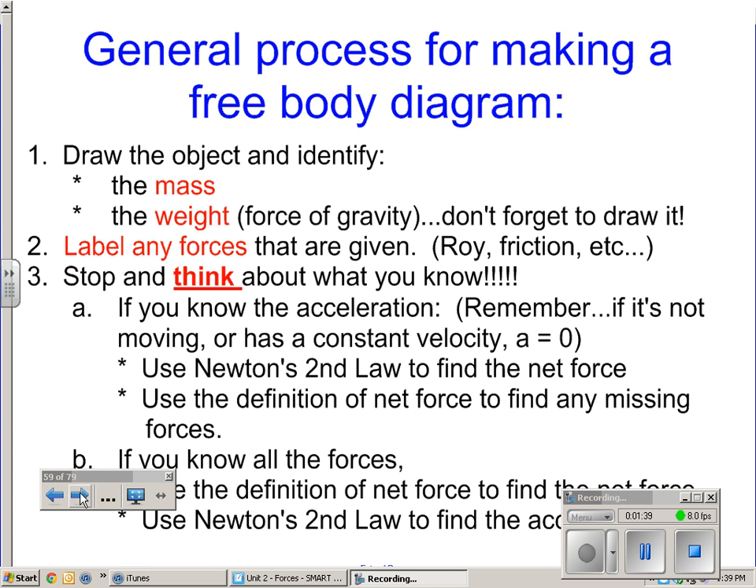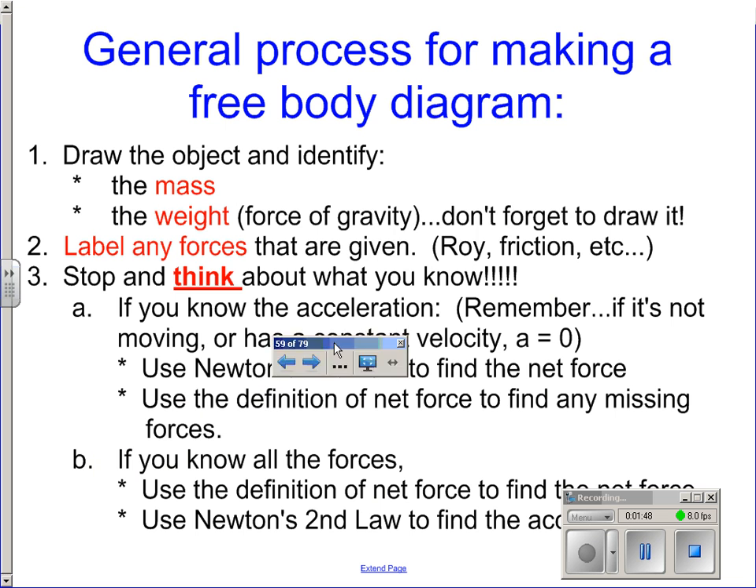But I did make this list here, which is basically kind of the steps that you're going to follow for making a free body diagram. Okay? So let me move this guy out of the way. Kaboom. There we go. All right. So general process for making a free body diagram.